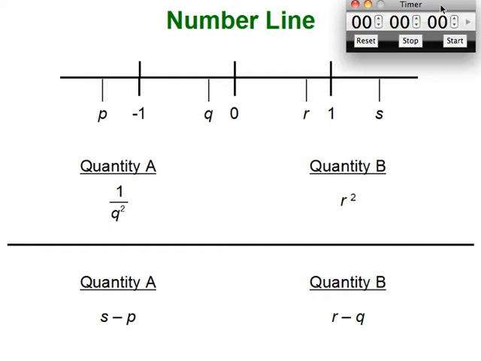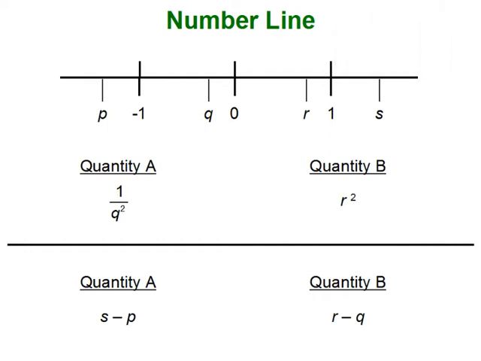Now, the first thing to recognize on a problem like this, or problems like this, is that the GRE never expects you to eyeball the actual value of any of these variables on the number line. The point is only for relative comparison.